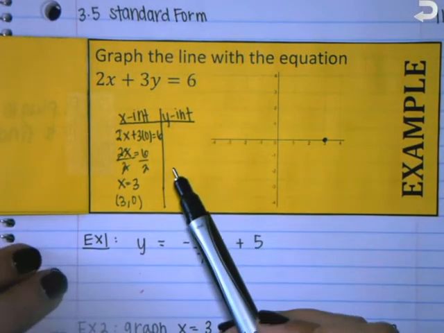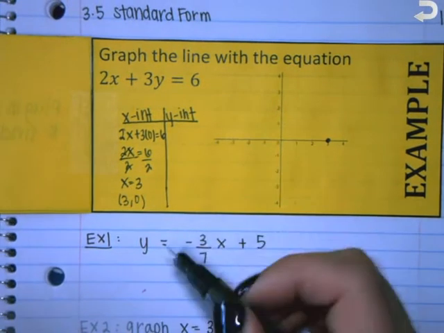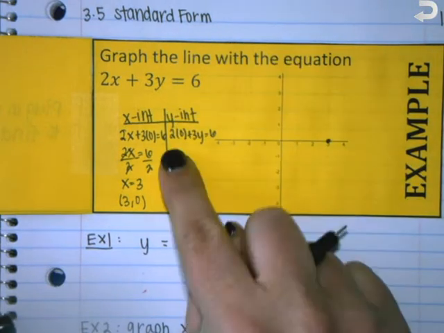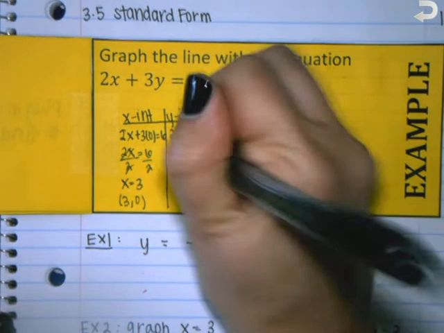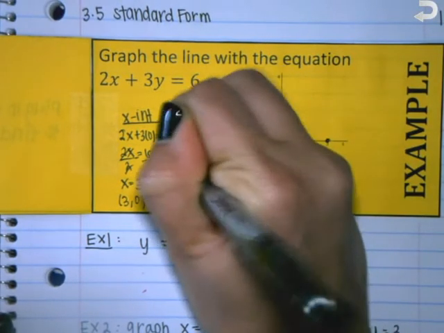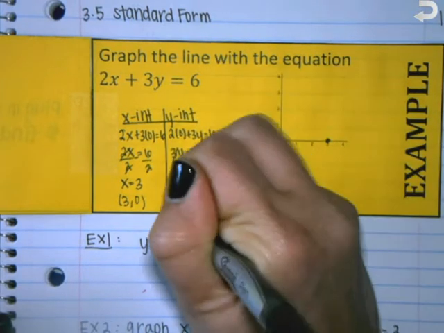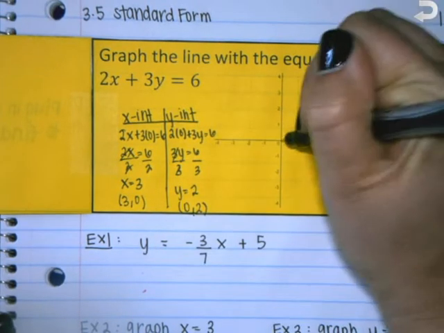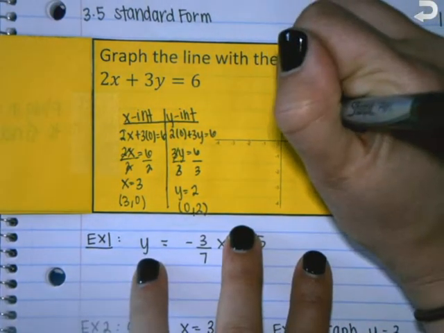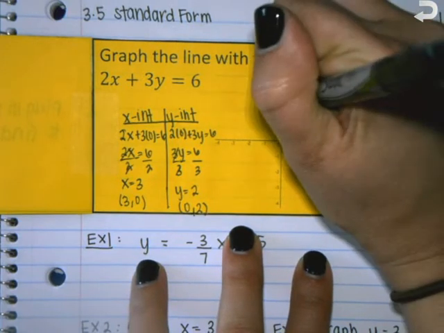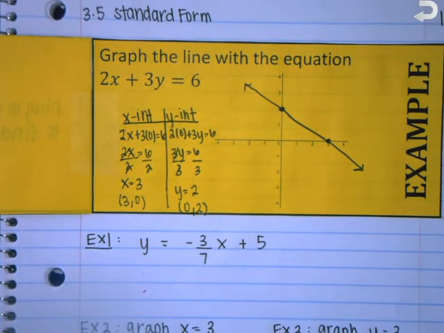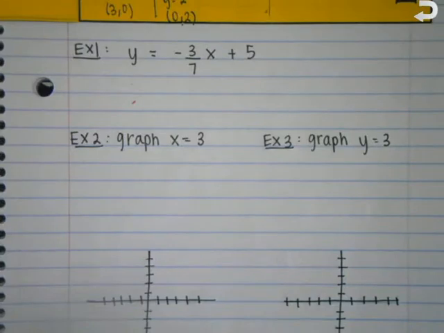To find the y-intercept, I do the exact same thing, except I plug in 0 for x. So that's 2 times 0 plus 3y equals 6. 2 times 0 is 0. So that's 3y equals 6. And divide both sides by 3. So y equals 2. So the point there is (0, 2). So (0, 2) is right here. 2 points is enough. So you can just go ahead and connect those. And then from here you can count the slope using rise over run. And you're done.